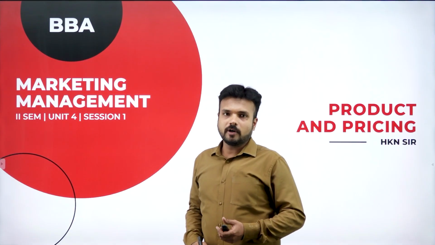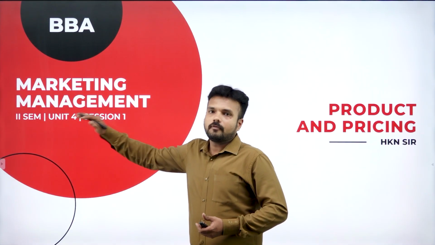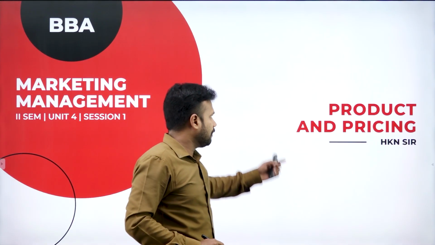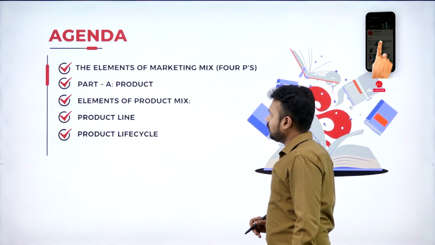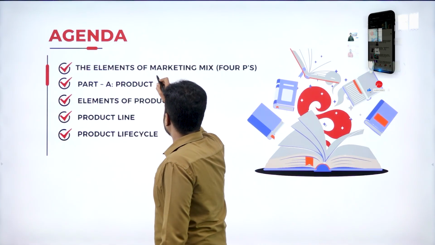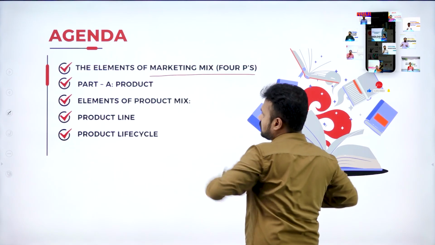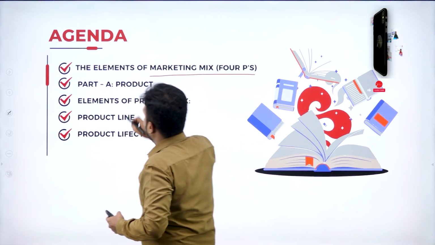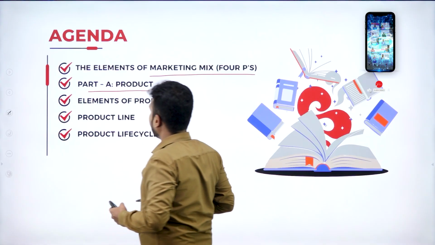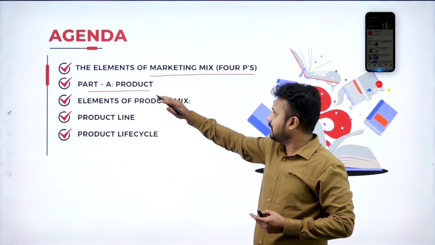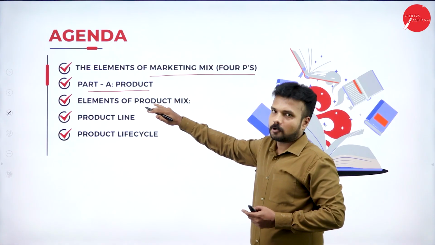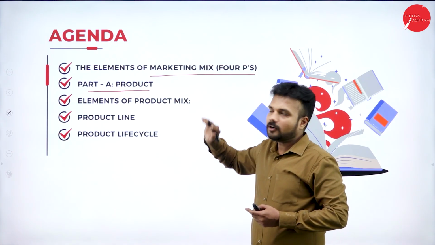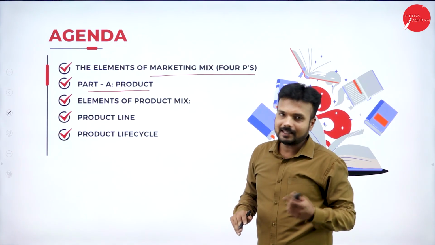In today's session, we are going with Session 1 of Unit 4. It's about product and pricing. This is the agenda of today's session. We are going with the topics of the elements of marketing mix, that is the 4 P's of marketing mix. This unit is classified into 2 categories: part A and part B. In part A, it is completely about product. In part B, it is completely about pricing, which we are going to learn in session 2.